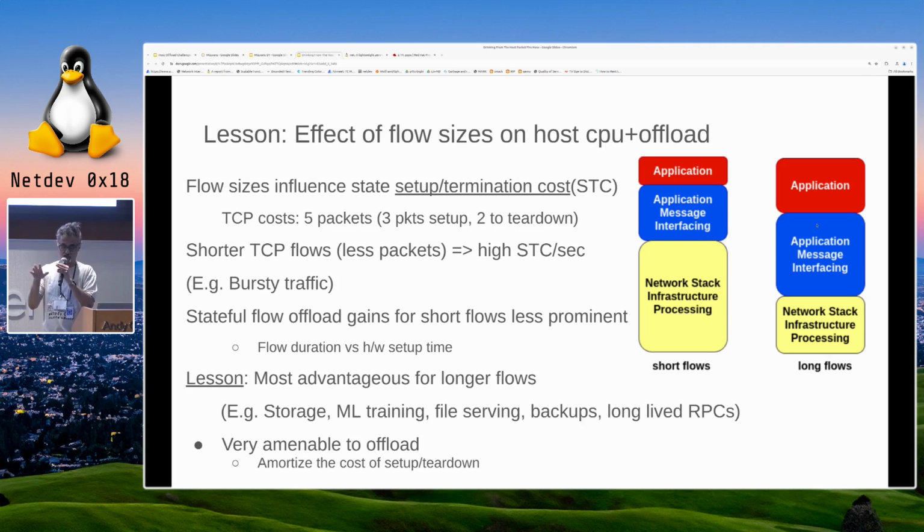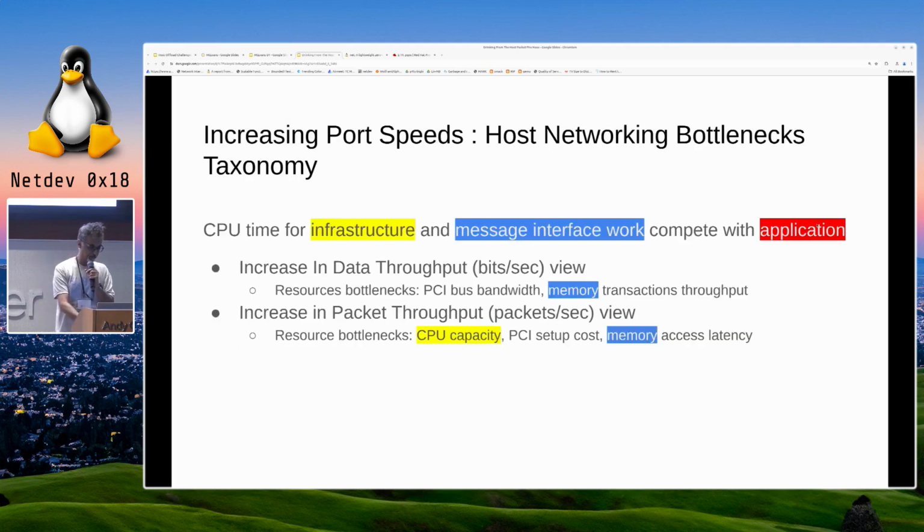I don't want to say that, those are very strong words, but it's most advantageous to look at long flows: storage, ML training, file serving, backups, long-lived RPCs. These get a huge cost benefit because they amortize over that period. And so our focus on the experiments is going to be based on that.